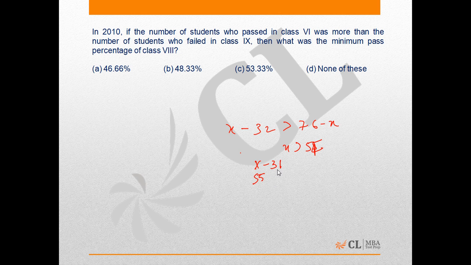Therefore, the minimum number of students who passed this class was 55 minus 26. This is 29. Now we have to check 29 is what percent of 60, and this is equal to 48.33%, which is option B.